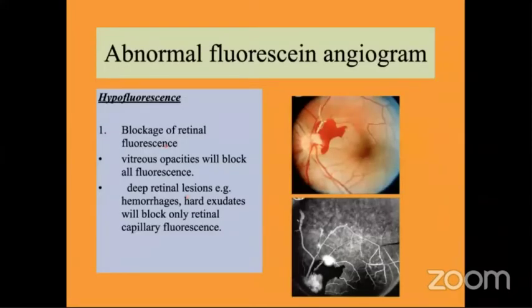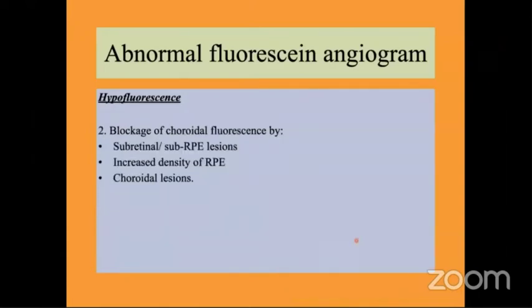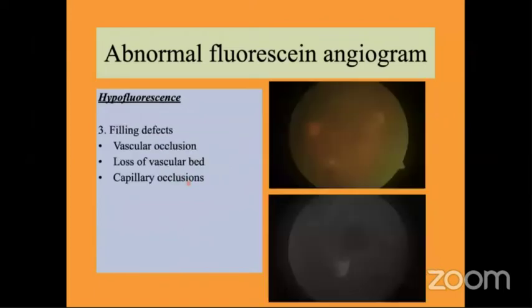Then hypofluorescence can be because of either blockage or vascular occlusions. So for blockage, any vitreous or pre-retinal bleed will cause blockage. You can see in the color photo there is a hemorrhage adjacent to the disc, with the corresponding FFA showing a hypofluorescence. So this should not be confused for CNP areas. Blockage of the choroidal fluorescence can also be caused by subretinal or sub-RPE lesions, because of any pigmentation or any choroidal lesions.